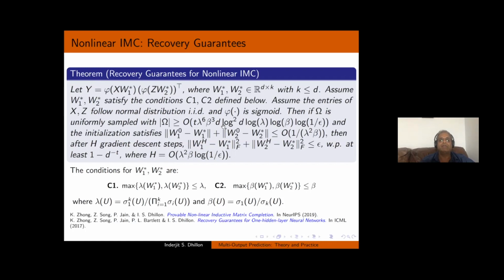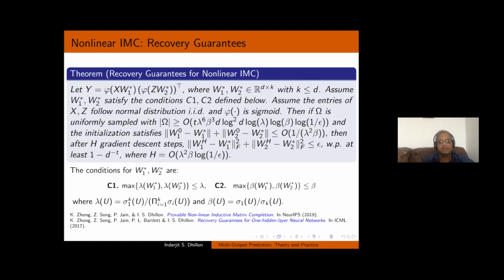then, again, under some assumptions, where X and Z are normal IID, and we are only able to analyze the sigmoid case, then if omega is uniformly sampled, and the initialization, so this is the case where we assume that we are close enough. The proof technique actually uses similar techniques as the 2017 paper. And we show that the function is locally strongly convex around the ground truth.